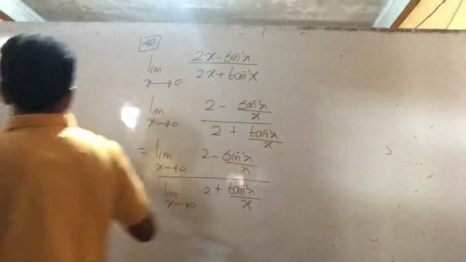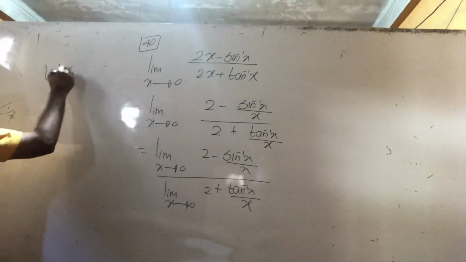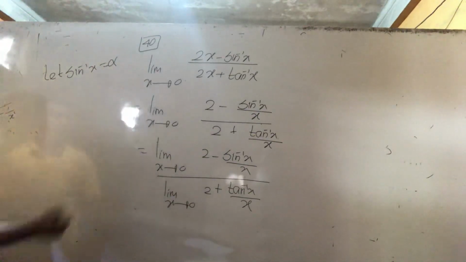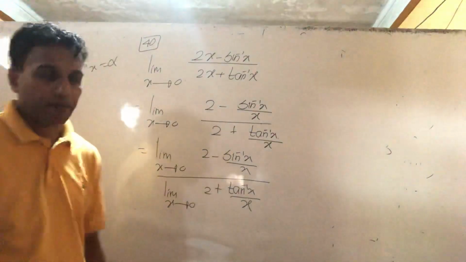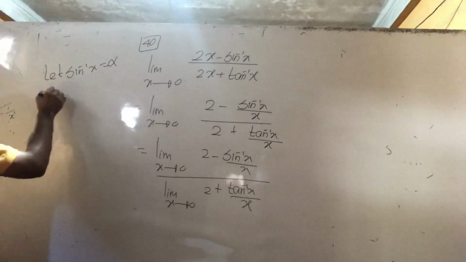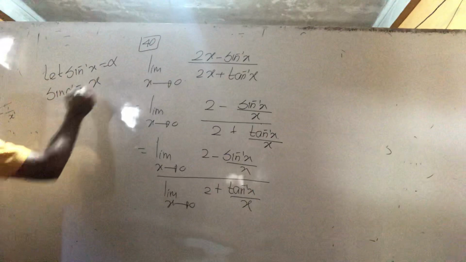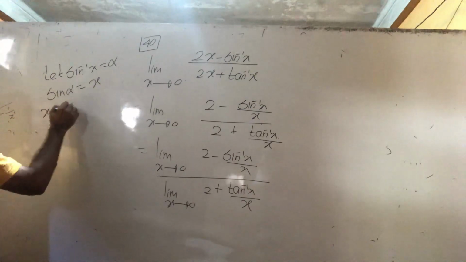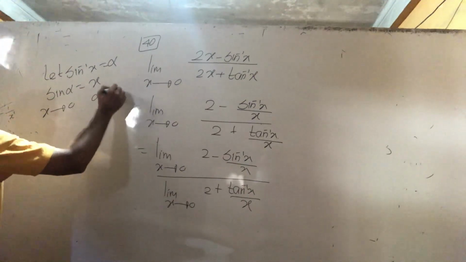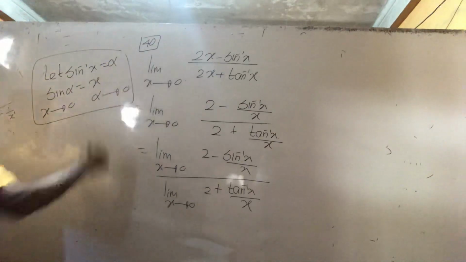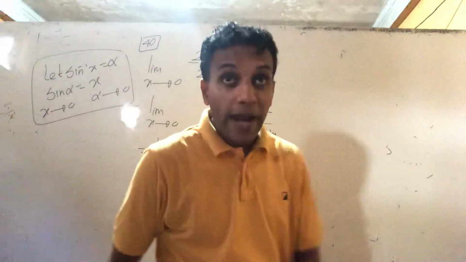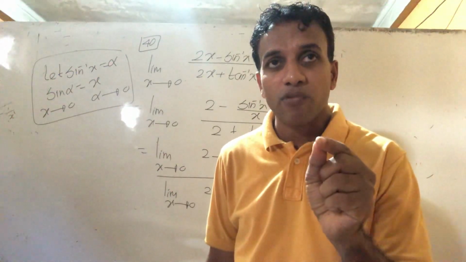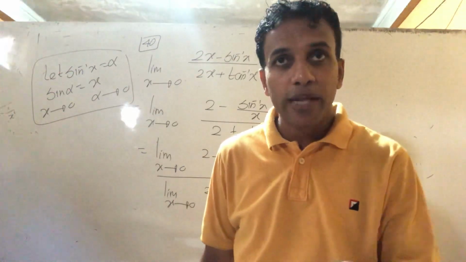Now I take, let sine inverse x equal to alpha. Sine inverse x I take as alpha. Therefore sine alpha is x. When x tends to 0, alpha also tends to 0. What about tan inverse x? You could work it out from sine alpha is x, tan alpha is x over square root of 1 minus x square, like Pythagoras.